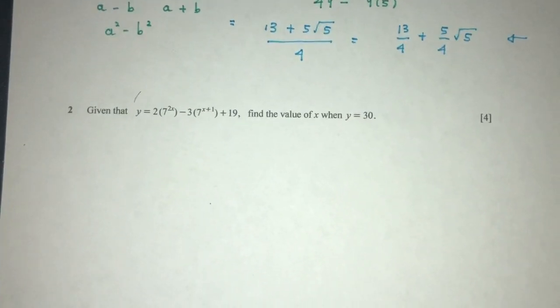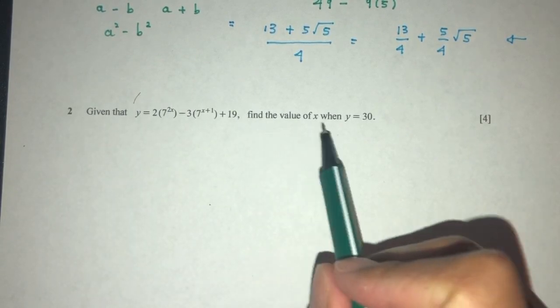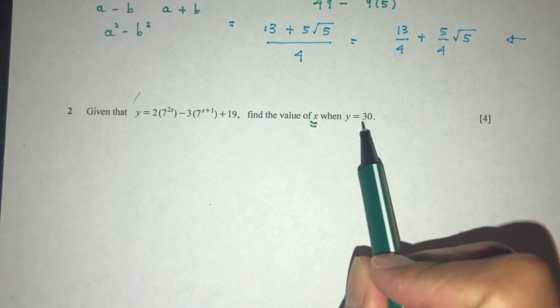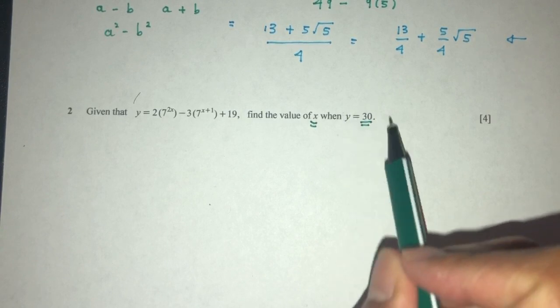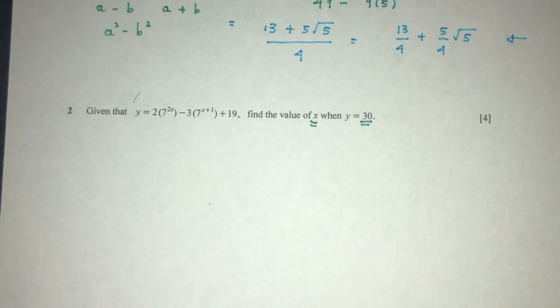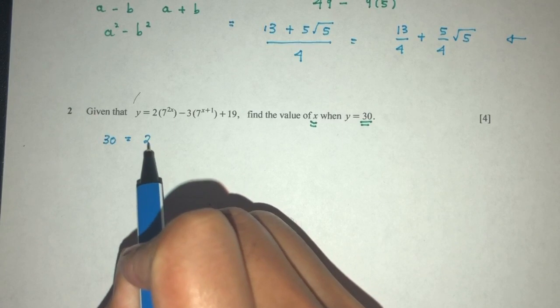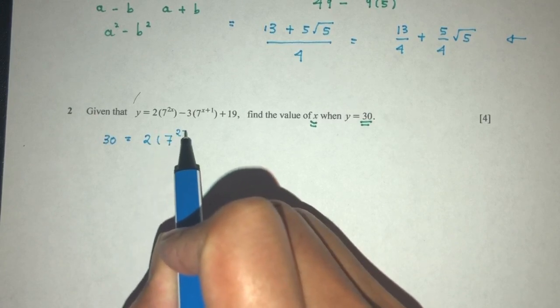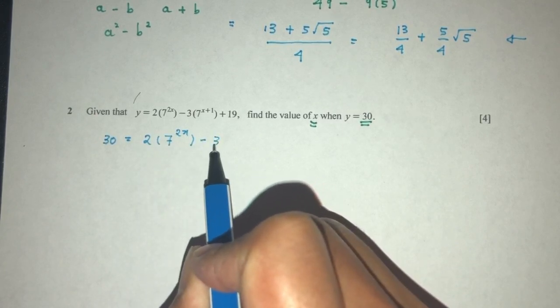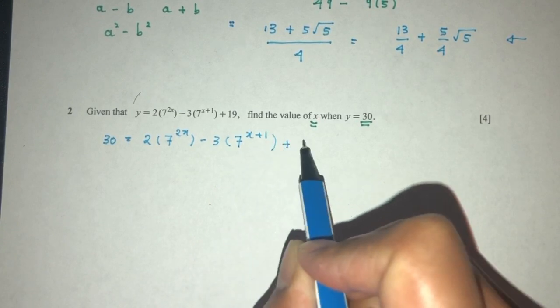So here we have what? We have y equal to this equation. We have to find the value of x when y equals 30. So we just have to replace the value of y by 30 here and solve for the value of x. So step by step, here we have 30, and that will be 2 times 7 power 2x, minus 3 times 7 power x plus 1, plus 19.